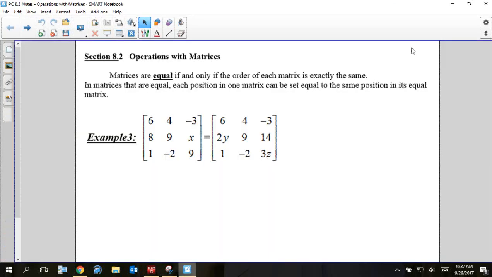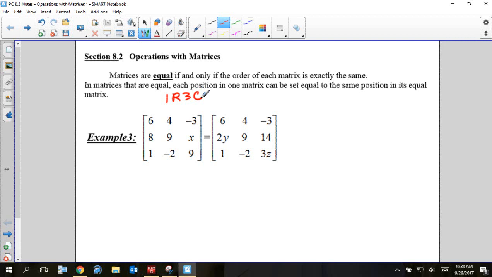Okay, so example 3, because 1 and 2 were on the first day of matrices. Example 3 just says that these matrices are completely equal. So if I asked you what element was in the first row, third column, what element would you tell me? Does it matter which matrix you were looking at to tell me -3?